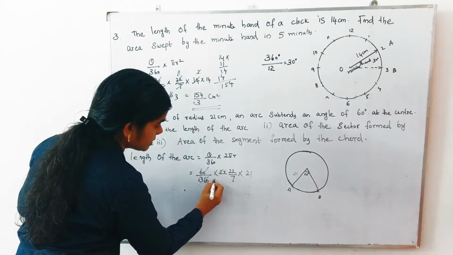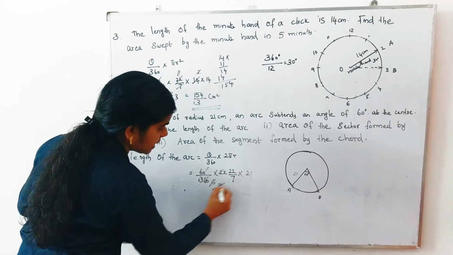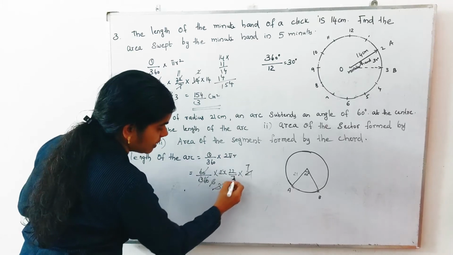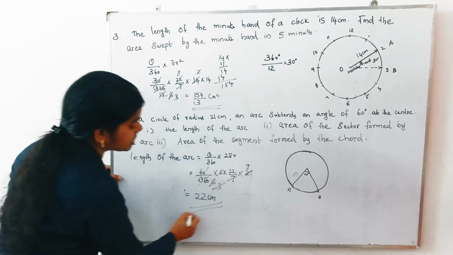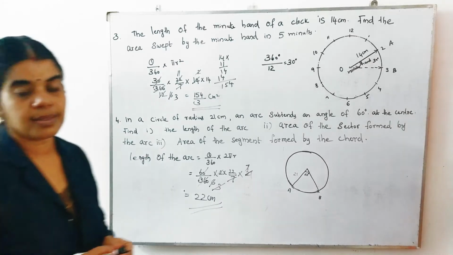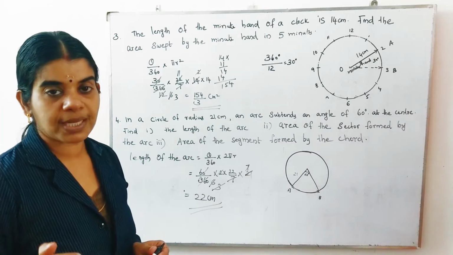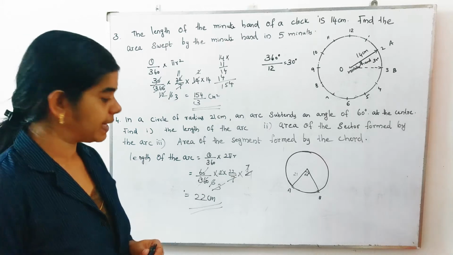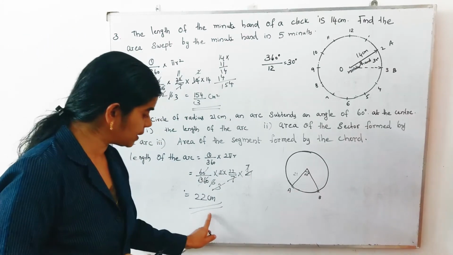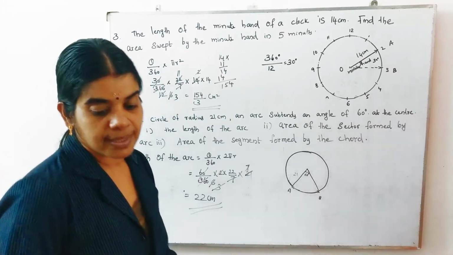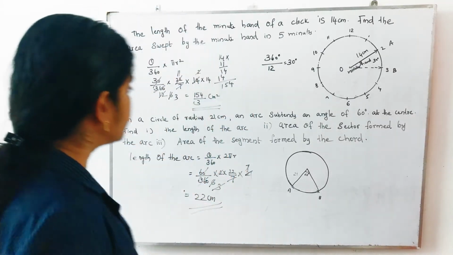Then we will cut this 3 times. This 3 and 21 we will get 7. And the length of the arc will be 22 centimeter. For finding the length of the arc, the formula is theta by 360 into 2 pi r. So you got AB, that will be the length of the arc, 22 centimeter. Next we can discuss the second question.